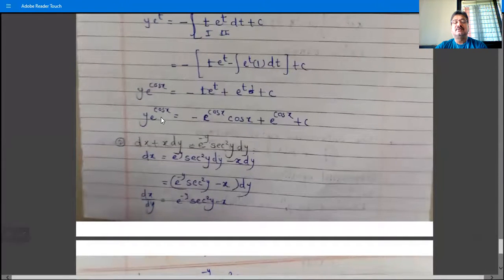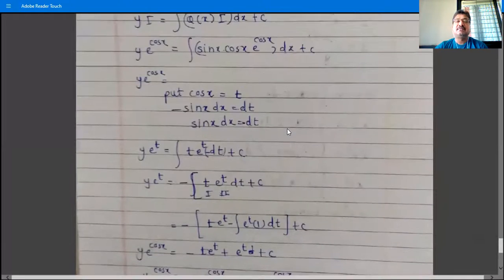So y into e raised to cos x is equal to minus cos x, t means cos x, e raised to cos x plus e raised to cos x plus constant. And this is the general solution of the given differential equation.